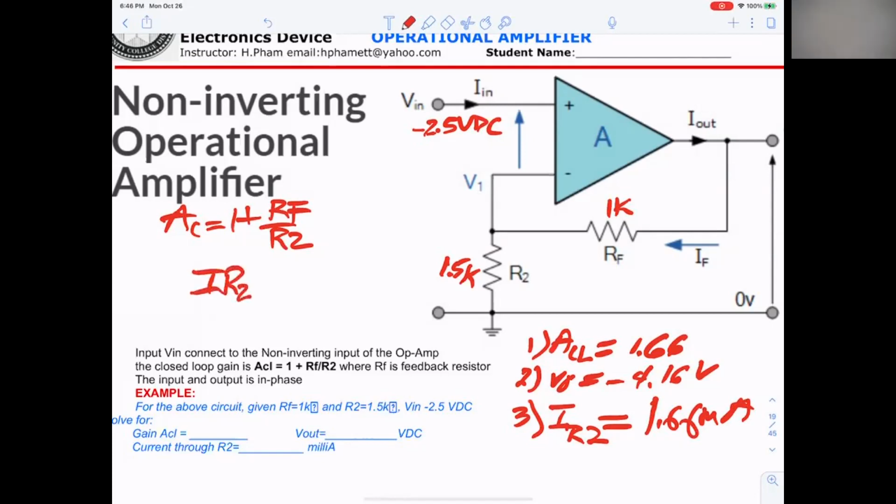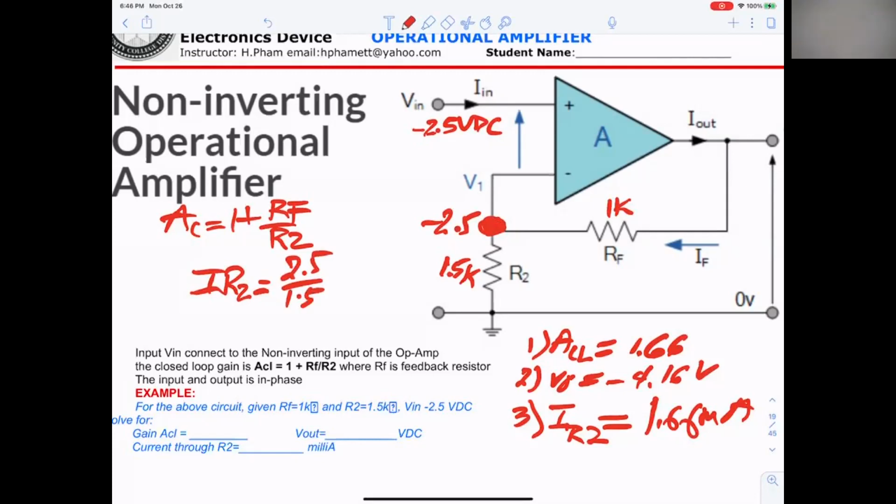V in divided by R2. What is the voltage here? Yeah, 5 volts minus 2.5, right? Yes, sir. Right. Okay, so 2.5 divided by 1.5. Yes, sir. That's what I did.